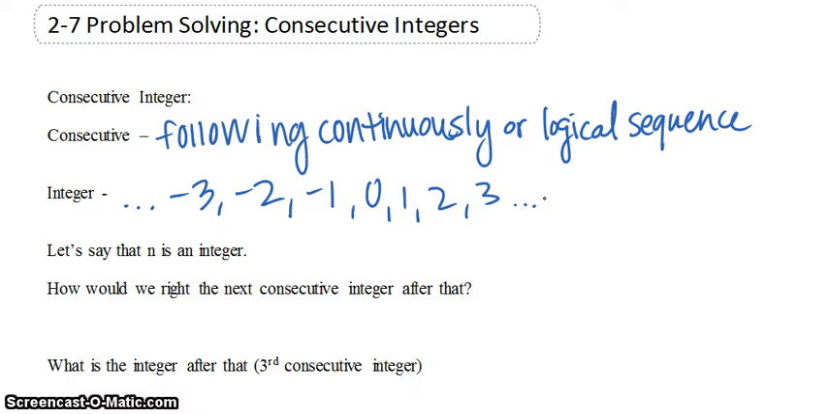So we know a consecutive integer based off of this is a number, and you take a number and it's the next one. It's the next number of the logical sequence. So if you start with -1, your next consecutive integer would be 0. If you start with 2, your next consecutive integer would be 3. It's the one right after it, okay?